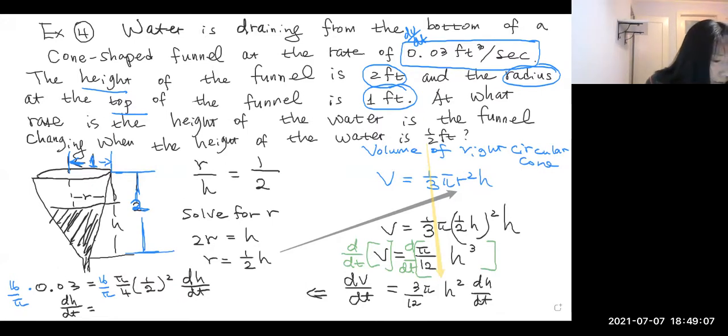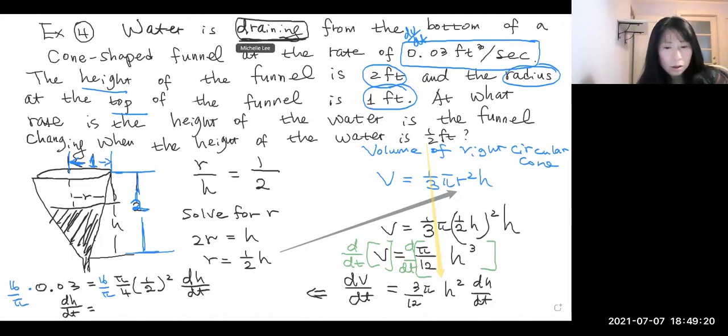Sorry, I'm missing a negative sign. So it's draining. So I'm going to use the negative sign. We don't have a negative sign there, right? Please calculate this one?